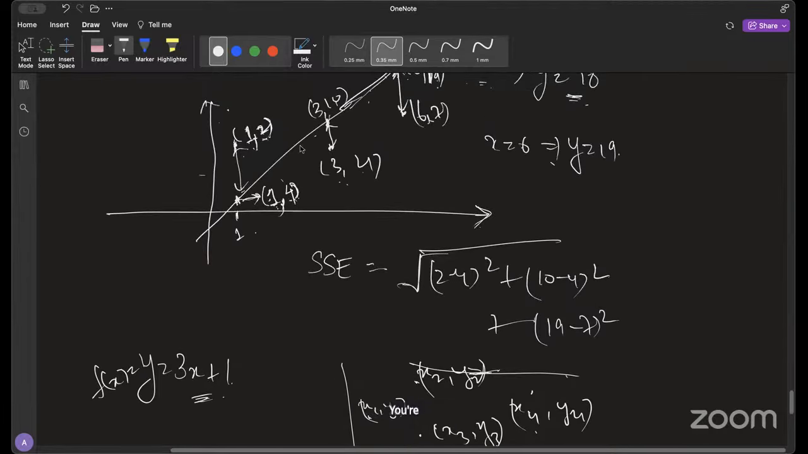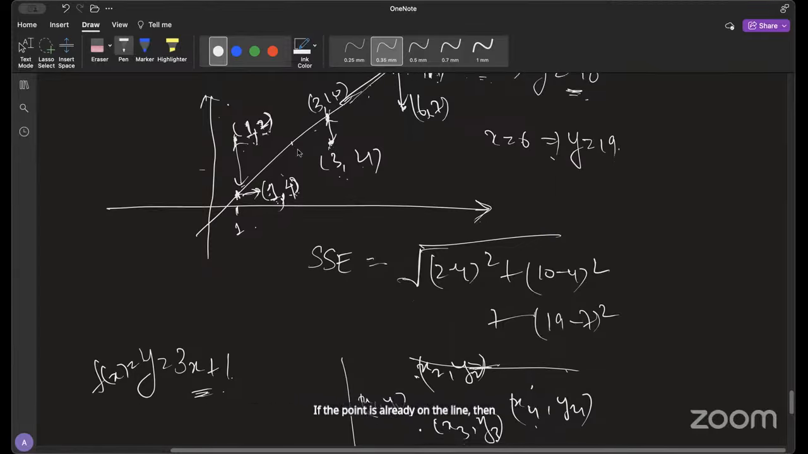Because when you do 2 minus 4 whole squared, you're shifting these points to this line. That's what you're doing, you're shifting these points to this line. If the point is already on the line, then you don't need to shift.